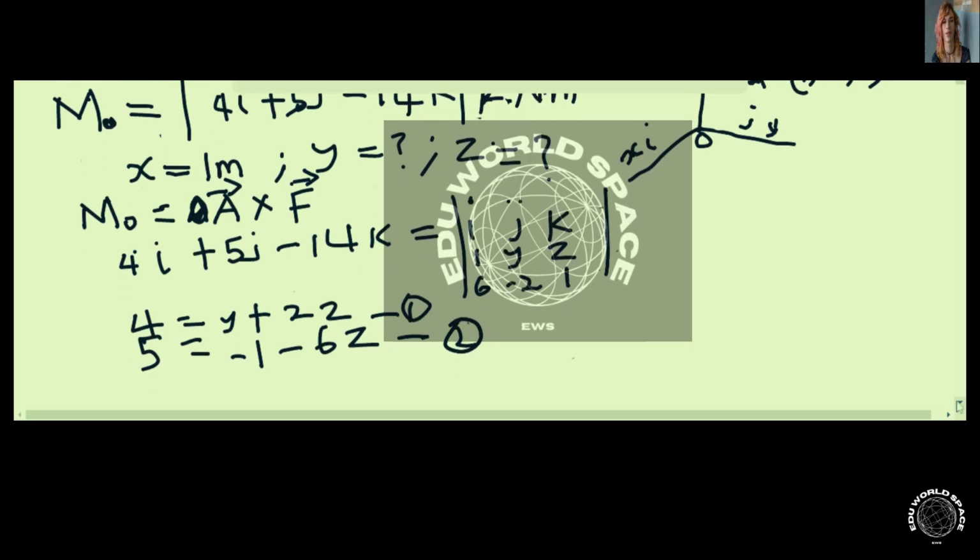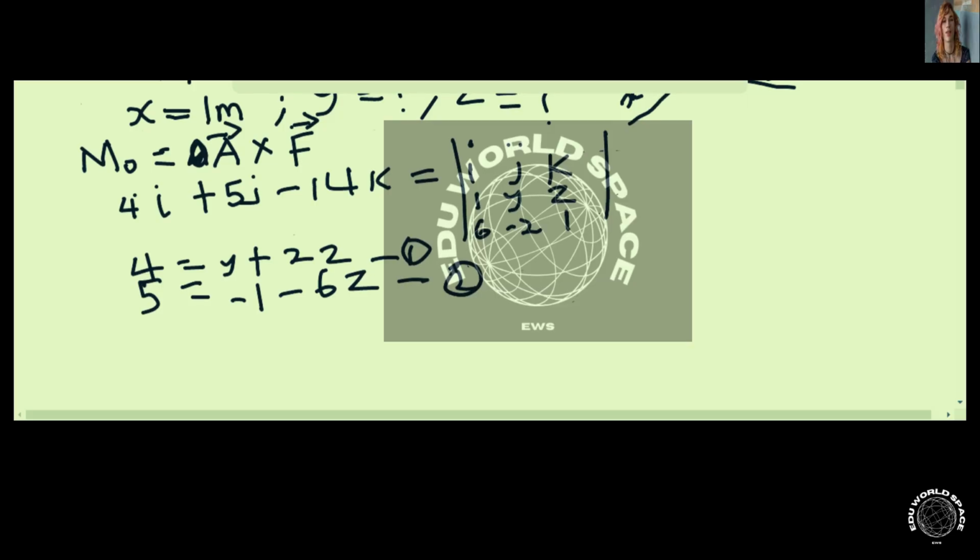Then we have the third equation: minus 14 is equal to minus 2 minus 6y. So that's our equation 3.